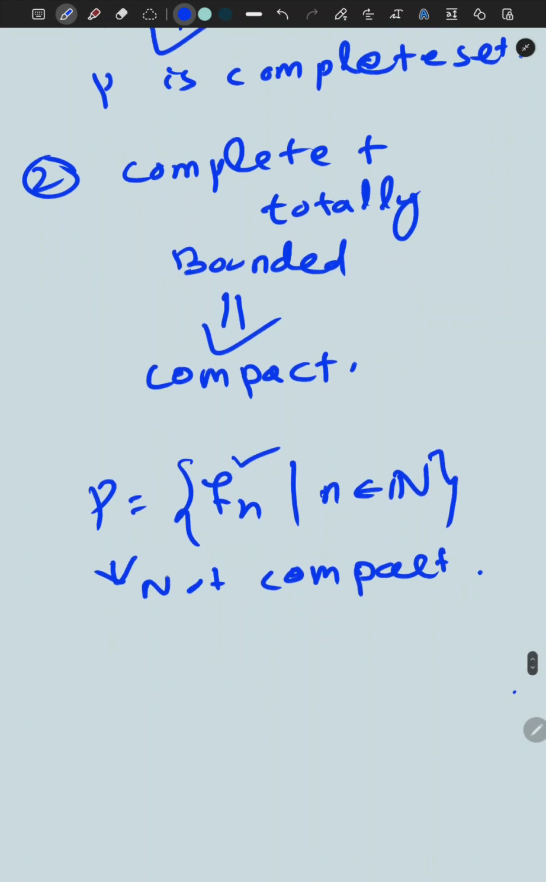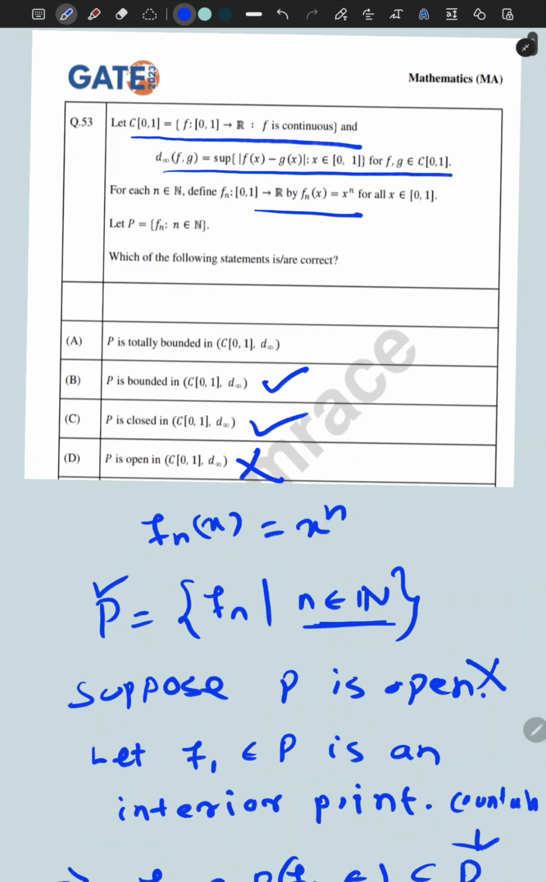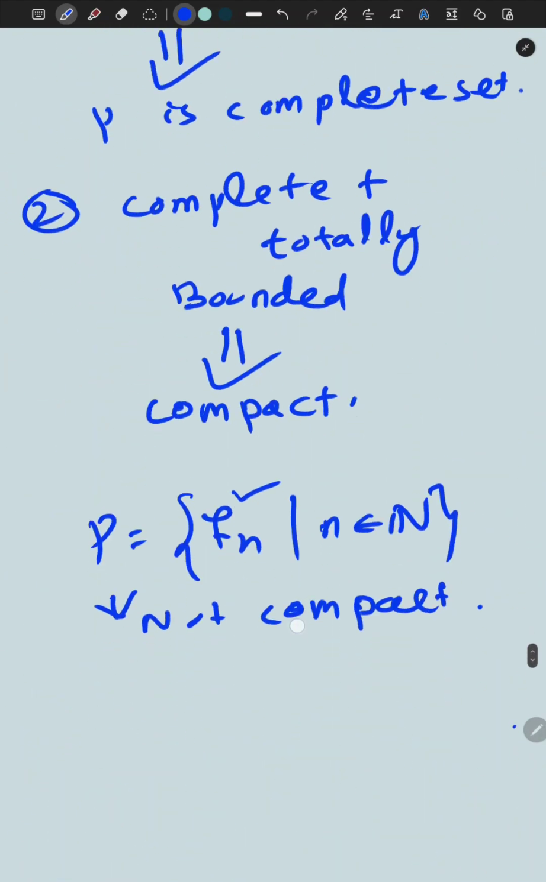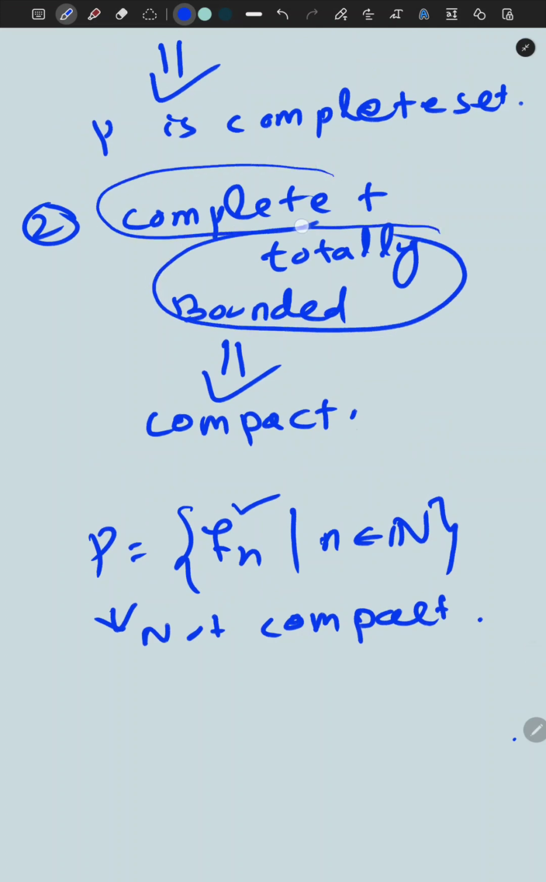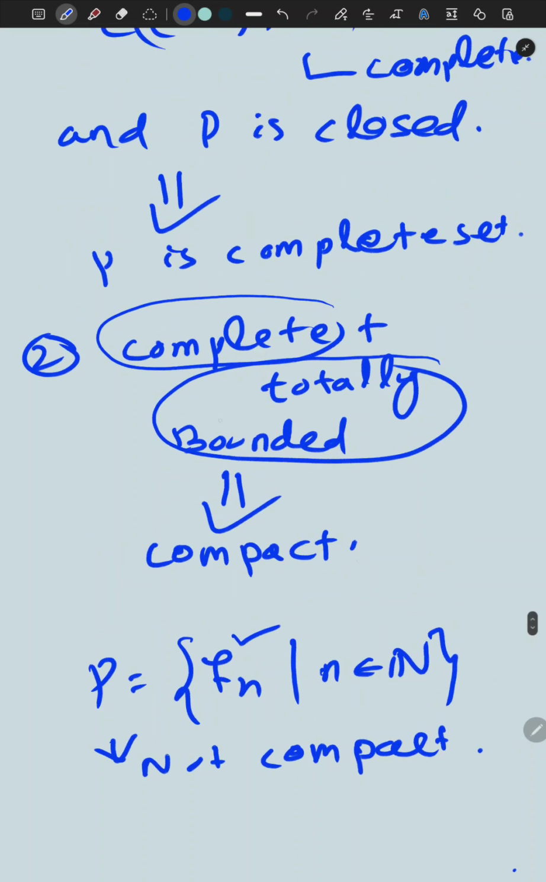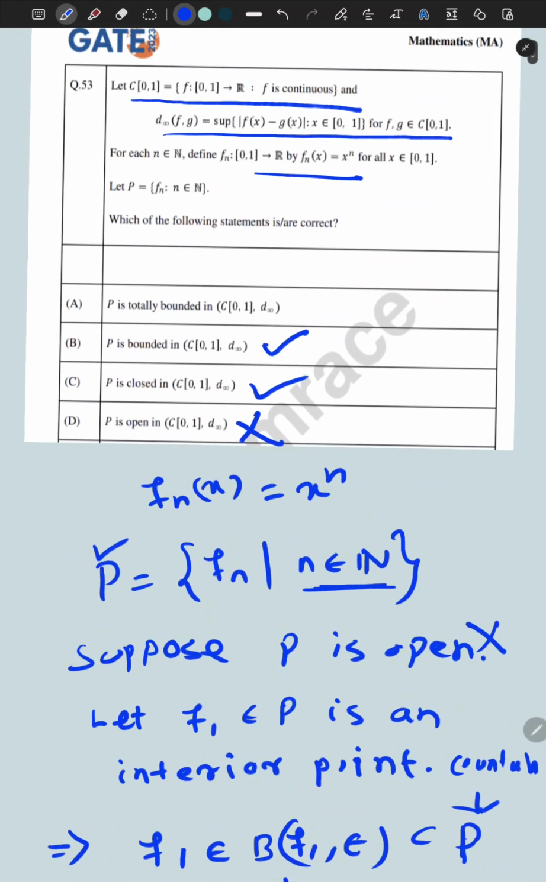But option A is asking about total boundedness. Suppose it is a totally bounded set, but we know that it is a complete set because P is complete. If we assume that P is totally bounded, it implies that P is compact, which is not true. Therefore P cannot be totally bounded. So option A is false. So the true options are B and C. I hope that you all understood it very well. Thank you all.